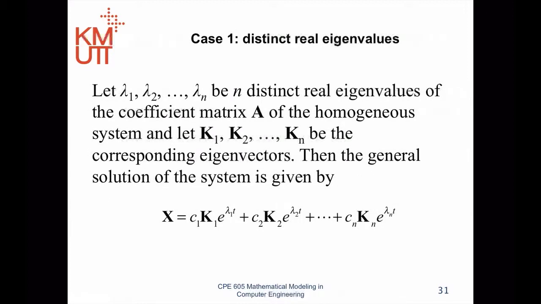In the first case, where the eigenvalues are distinct and real, let lambda 1 to lambda n be the n distinct real eigenvalues we found from the matrix A of the homogeneous system, and let k1 to kn be the corresponding eigenvectors of lambda 1 to lambda n. The general solution of the system would be in this form. That is, it is the summation of the coefficient times the exponential term multiplying the eigenvector of that eigenvalue.